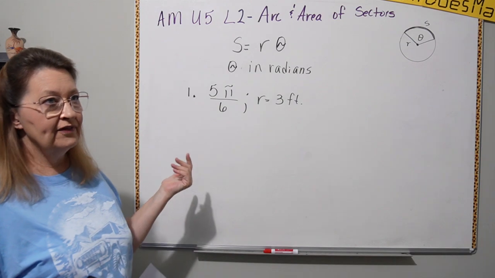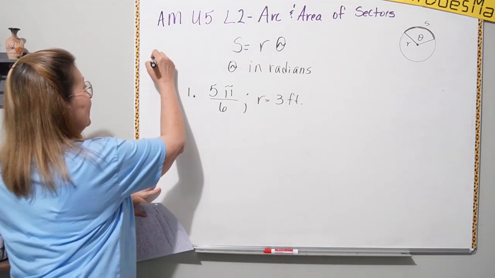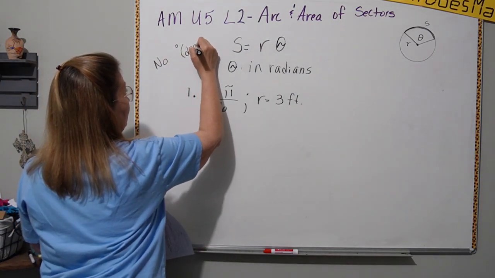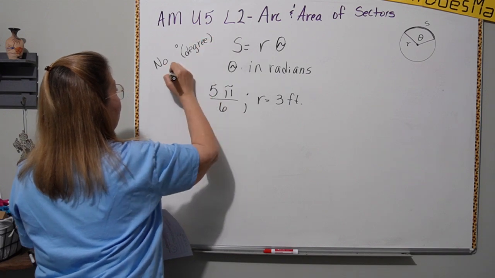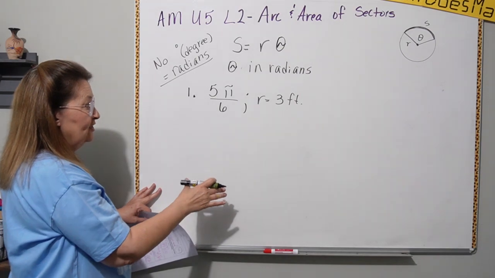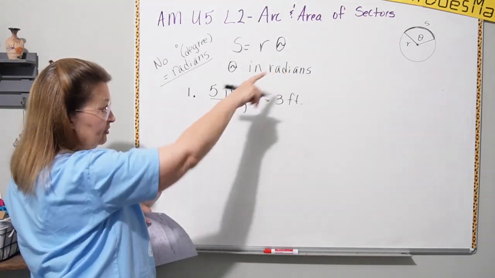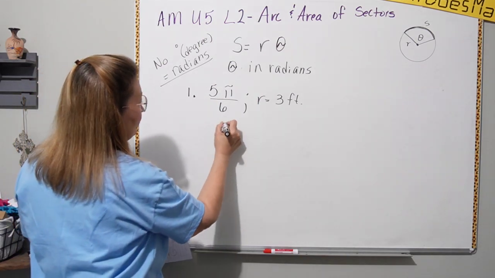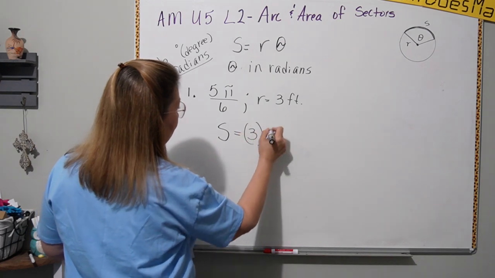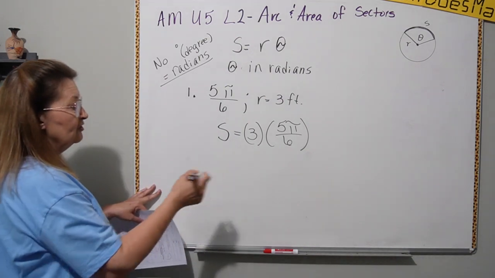Now, how do you tell if theta is already in radians? Well, if it does not have the little degree symbol, and I'll write that, no degree means it's already in radians, so you don't have to change it. So in this one, this is the angle measure, and it's already in radians. So in order to apply the formula, all I'm going to have to do is multiply 3 times 5 pi over 6.